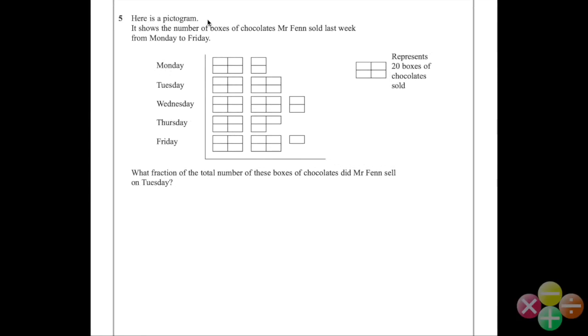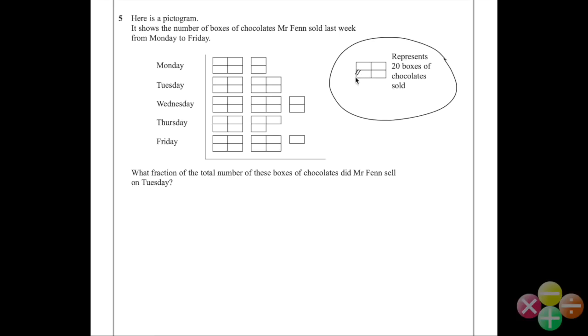Question 5. Here is a pictogram. It shows the number of boxes of chocolates Mr. Fenn sold last week from Monday to Friday. Now at the side we've got a key, and that key tells us that a large rectangle, which is made up of 4 smaller ones, represents 20 boxes of chocolates sold.